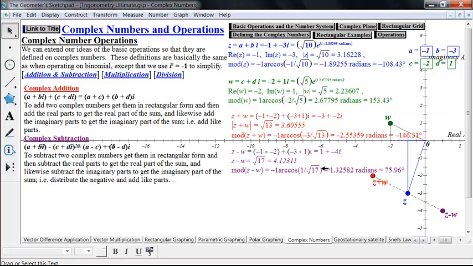So if you start with them in polar form, you're probably going to want to convert them to component form and add them together, and then convert back if you need to. So that is complex addition and subtraction. It's not really complex at all. Just add the real parts and add the imaginary parts.